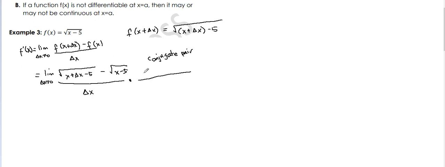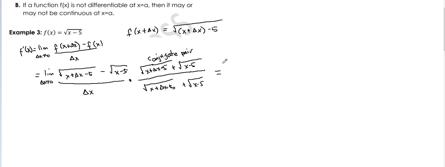Okay? So, we have here square root of x plus delta x minus 5. So, instead na minus, gagawin natin plus. Square root of x minus 5. And then, kung ano yung ating numerator, ganoon din yung ating maging denominator. So, x plus delta x minus 5 plus square root of x minus 5. Okay, so ito po yung conjugate pair niya. By doing so, masasimplify natin ang ating expression.